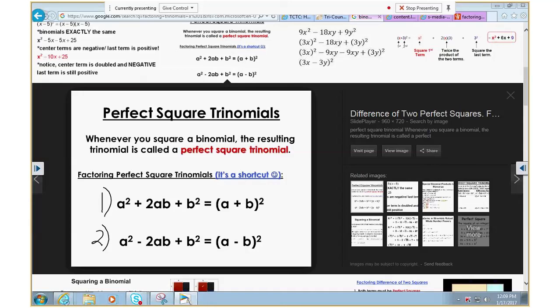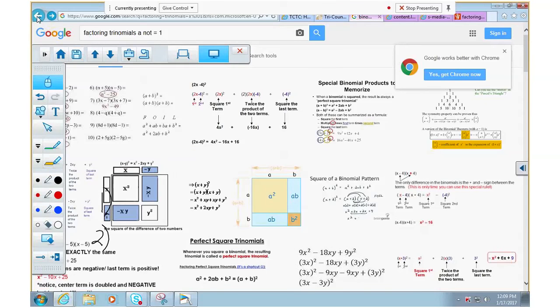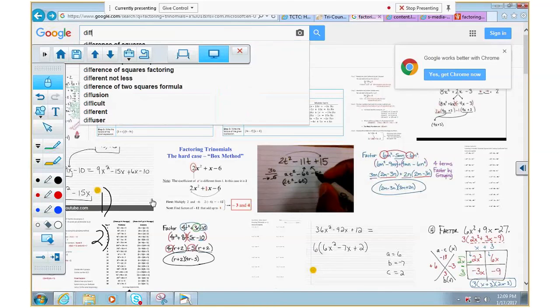Shortcut number 3 is called the difference of two squares. Please work with me. Please, I appreciate it. There we go. And I'll go up here. Difference of two.